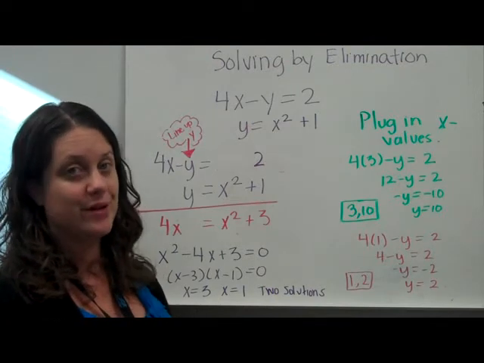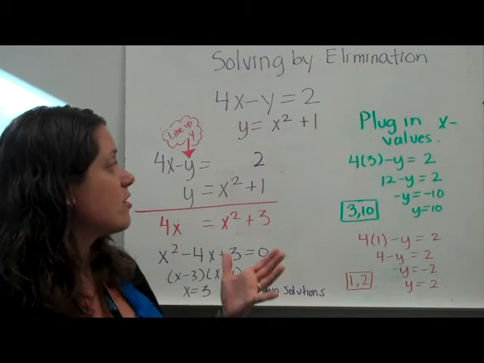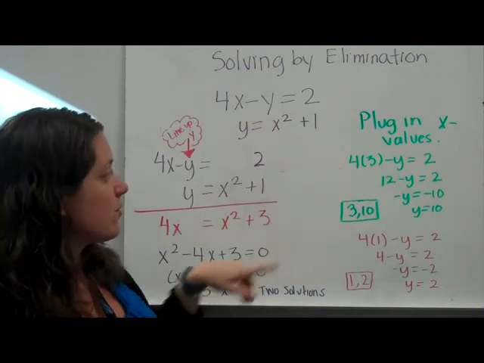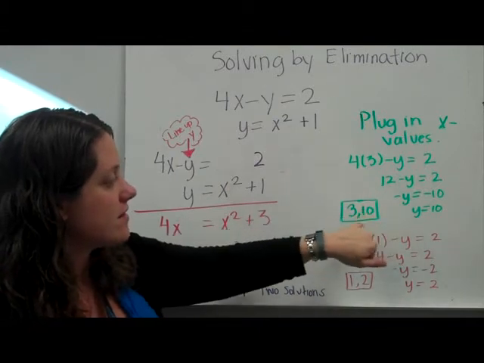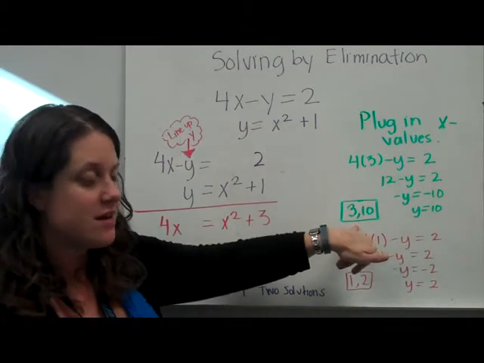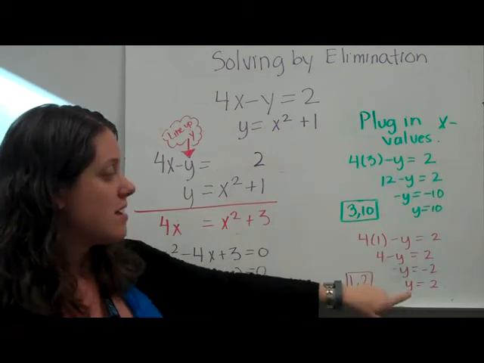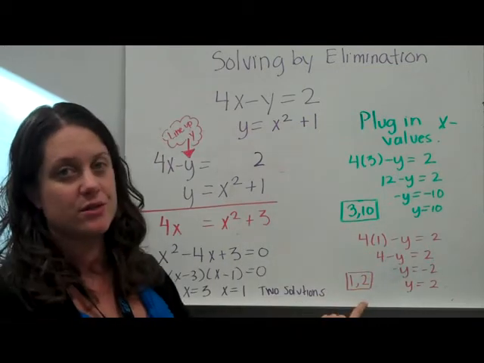So then I had to go back and plug it into one of the equations. So it doesn't matter which one. I chose the linear equation. So I plugged in 3 into the linear equation and I found out that the coordinate was (3, 10). And then in the other one, in the same equation, I plugged in 1 and I got 2. So it was (1, 2).